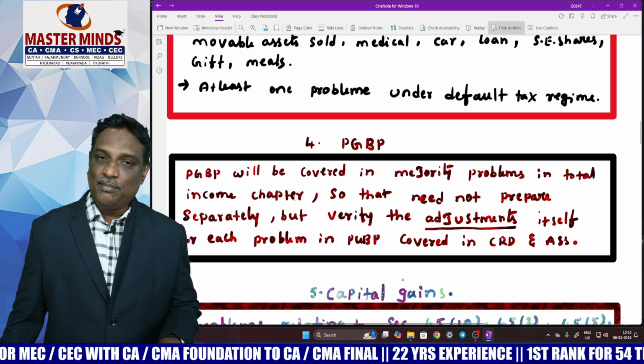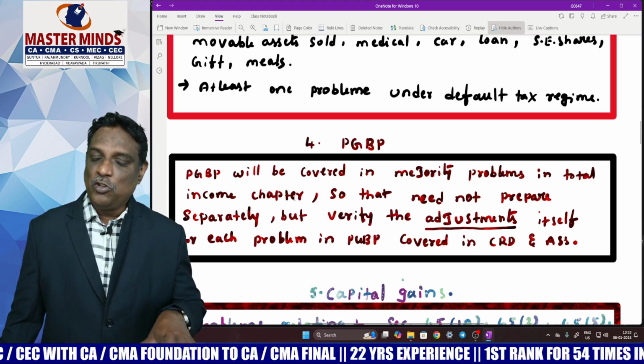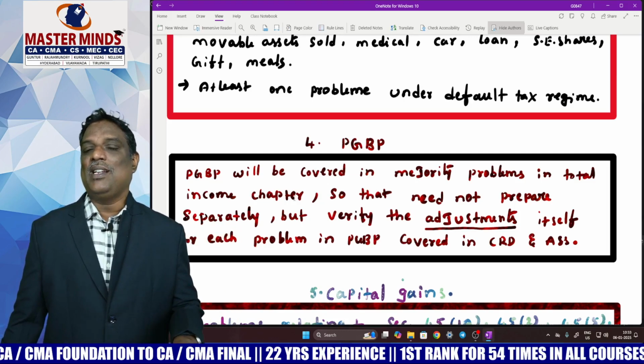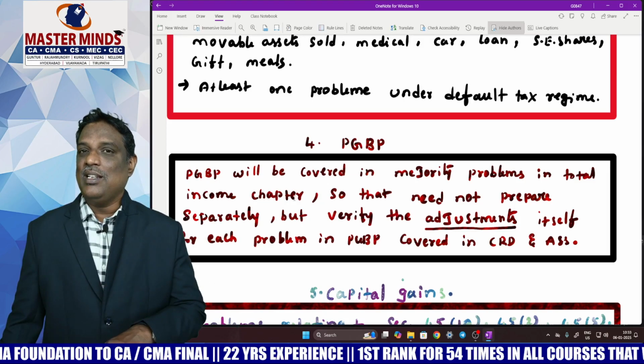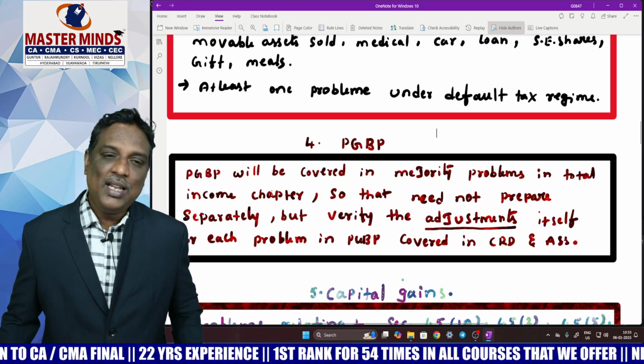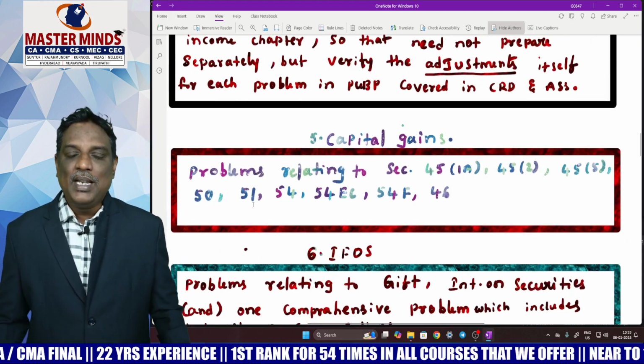Okay, this is my important suggestion to you. Don't spend much time preparing PGBP problems separately. Instead, prepare total income problems, because they involve the PGBP head also. Okay, next one, capital gains.